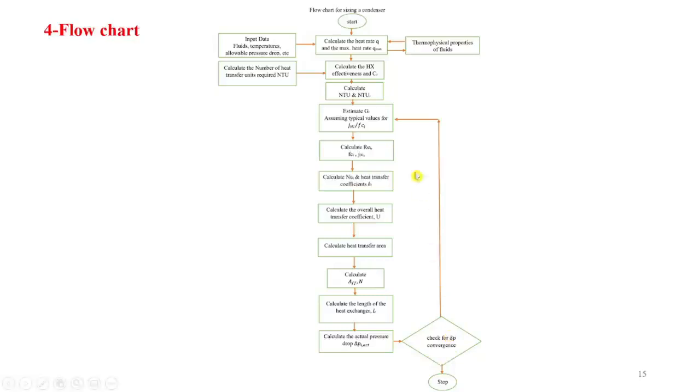required by the problem. And the procedure here is very systematic, since after finding G, you have to calculate the Reynolds number, friction factor, Colburn modulus, the heat transfer coefficient, overall heat transfer coefficient, the area, and then the length and the number of tubes for the heat exchanger, and delta P again.